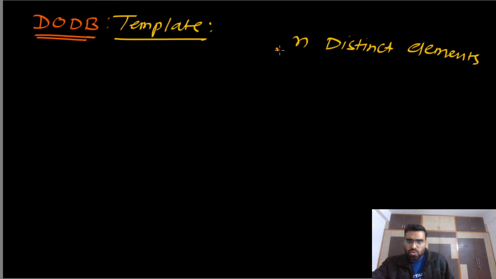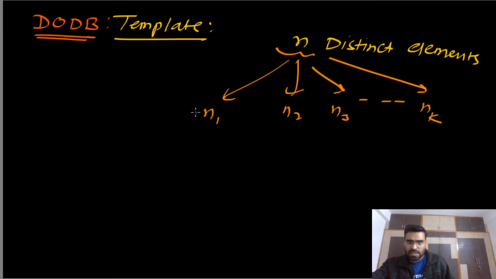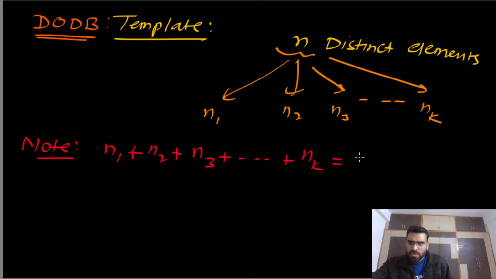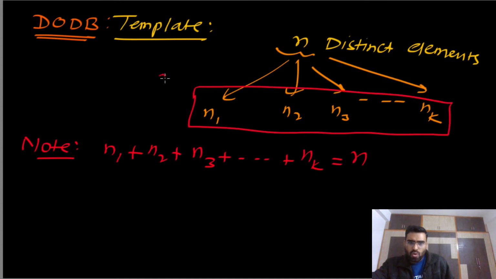Now you are distributing them like this: you are putting n1 here, n2 here, n3 here, and so on, nk here. But there is one very important point to note: we should distribute all of them. So n1 plus n2 plus n3 plus and so on plus nk should be equal to n, meaning we distribute all n objects.